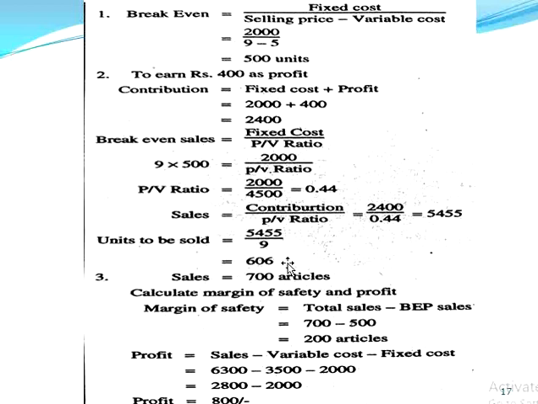Then similarly, if you sold 700 articles, what should be our profit? By using the same method, just put 700 articles. So we'll get a profit of 800 rupees.